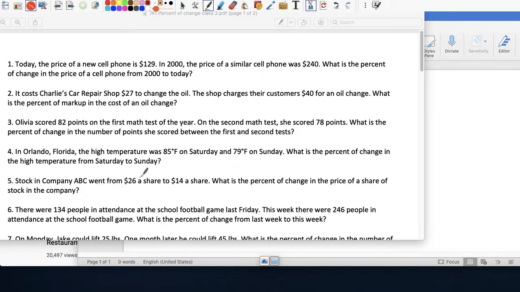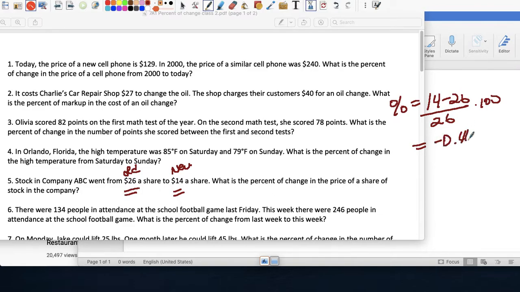5. A stock company went from $26 to 14. So this is the old price, and now the new price is 14. What was the percent change? So we get 14 minus 26. It was decreased, definitely a decrease here. 14 minus 26, enter, divided by 26, enter. So there was a 0.46153 times 100. You're going to move the decimal 2 over, negative 46.15%. Okay.